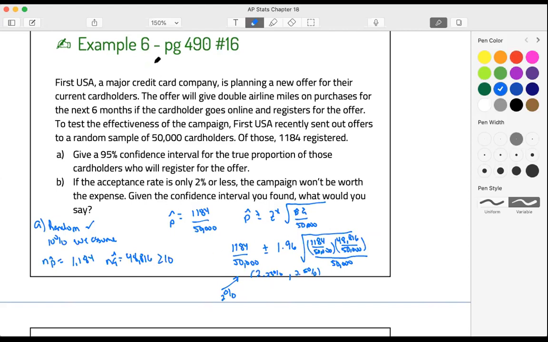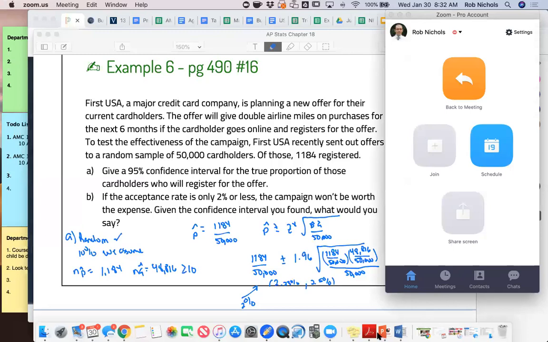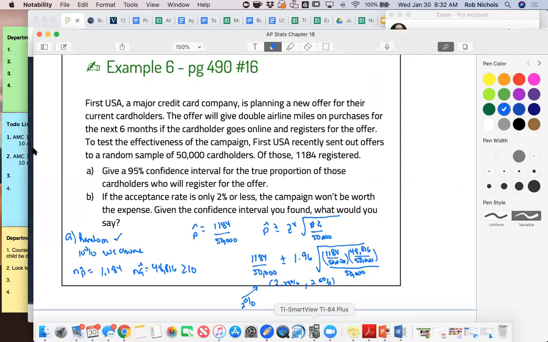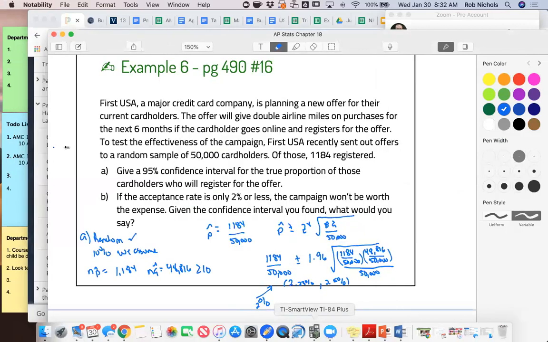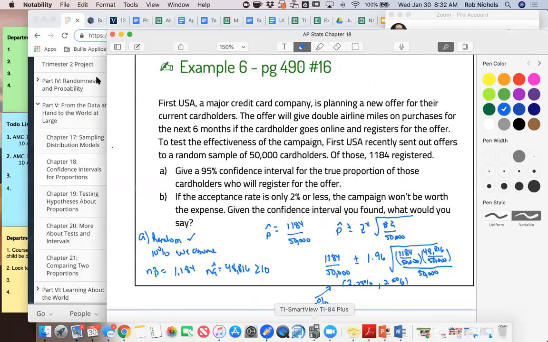Now what I want to do is share my screen with you so I can show you a shortcut on the calculator. All right, so I'm going to share my desktop now instead of just that. Okay, and I'm going to bring up my calculator. And I'm going to show you a quick shortcut on how to calculate this confidence interval.